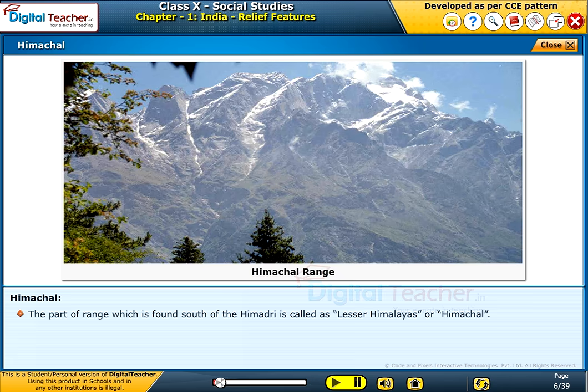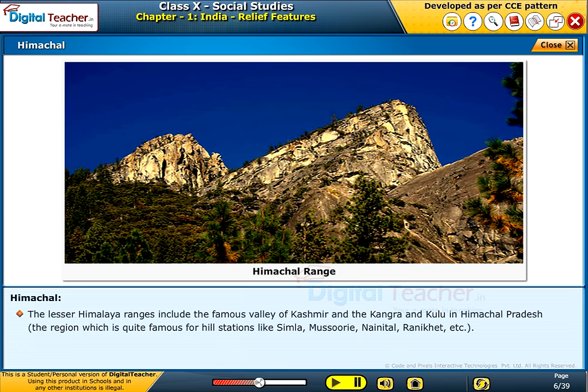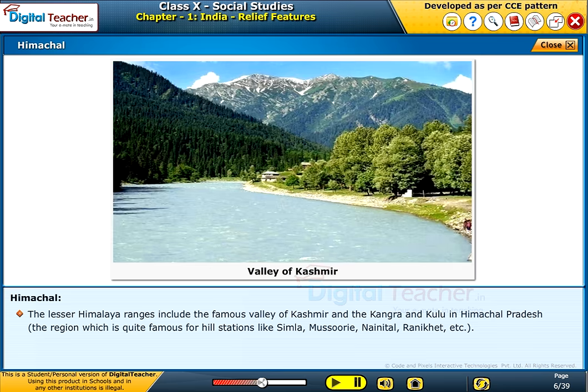Himachal. The part of range which is found south of the Himadri is called as Lesser Himalayas or Himachal. The height of these mountains ranges from 3,700 meters to 4,500 meters. These ranges mostly contain compressed rocks and hence have the rugged relief. The lesser Himalaya ranges include the famous valley of Kashmir and the Kangra and Kulu in Himachal Pradesh.